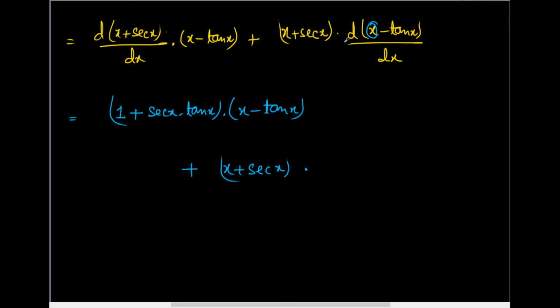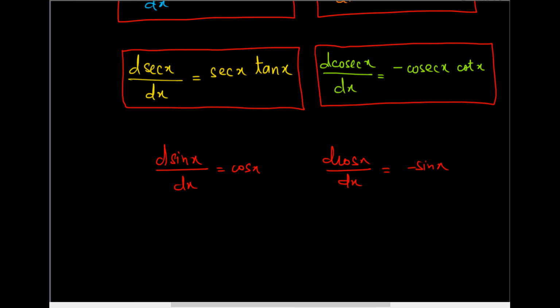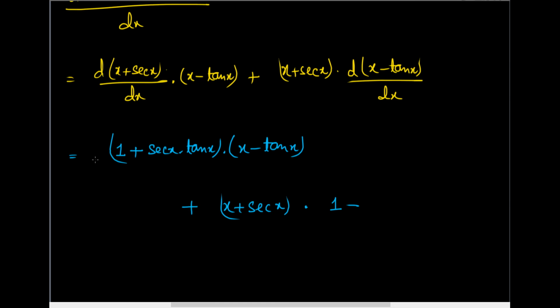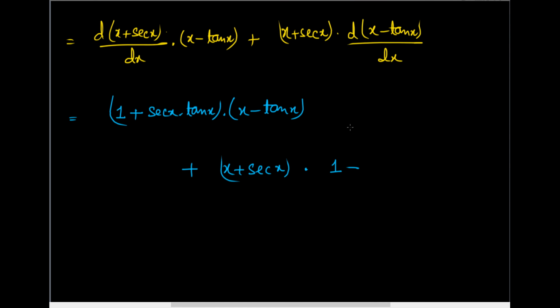So what is the first function here? X. So the derivative of x is 1 again, and what is the derivative of tan x? The derivative of tan x is actually, sorry, secant square x. You see, secant square x. So we'll just use this result, secant square x, for the derivative of tan.